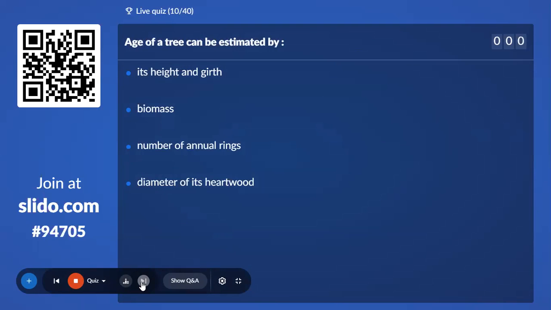10th question on the screen, after which you have the second leaderboard. Age of a tree can be estimated by option A, its height and girth. Option B, biomass. Option C, number of annual rings. Option D, diameter of its heartwood. Not hardwood, heartwood.